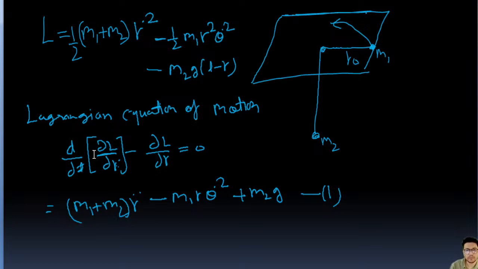So this is for circular motion, right? Then the potential energy is going to be this. Okay, so this is the Lagrangian, and this is the Lagrangian equation, and after that you get the value of this. Okay, next.